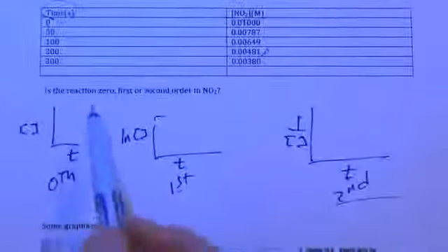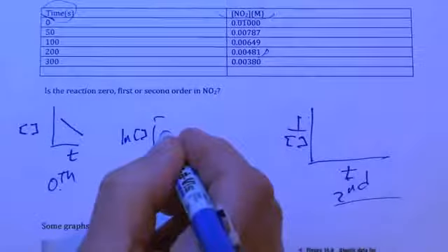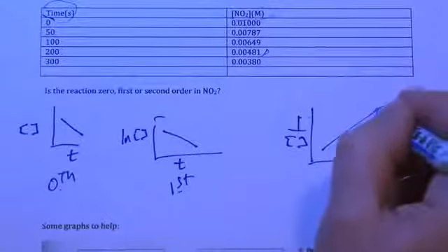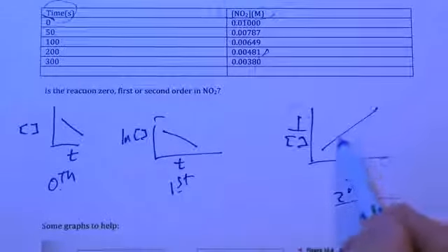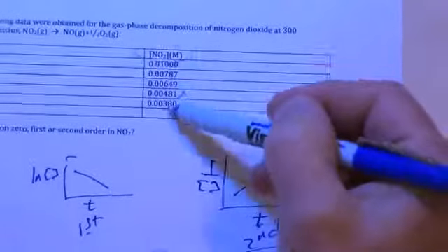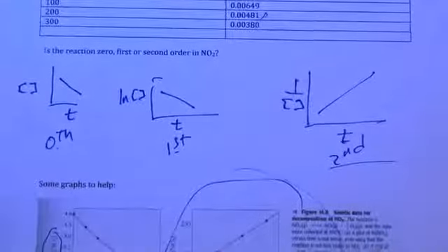So looking back at these, remember zero order would be a straight line with a negative slope. Natural log of concentration versus time would be a straight line with a negative slope. And second order would be a nice positive slope straight line. And that's the type that we do end up having here. If we took 1 over every one of these concentrations and graphed it versus time, we'd get a really nice straight line.